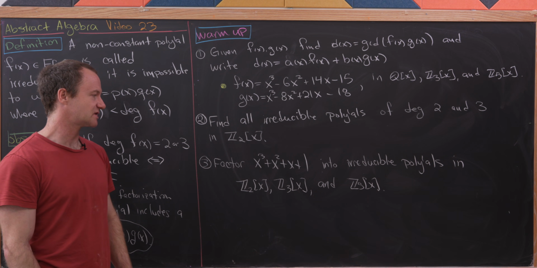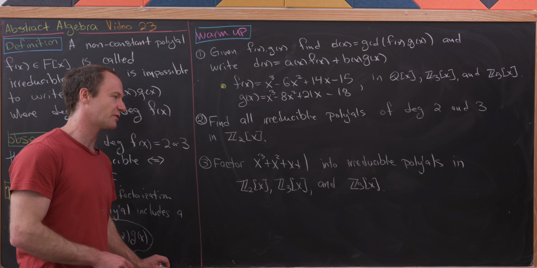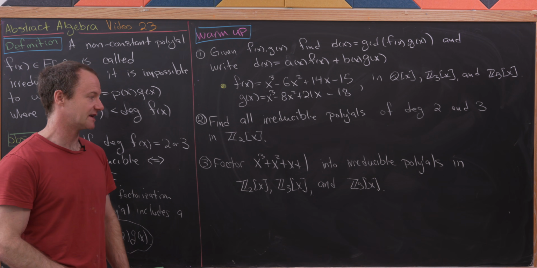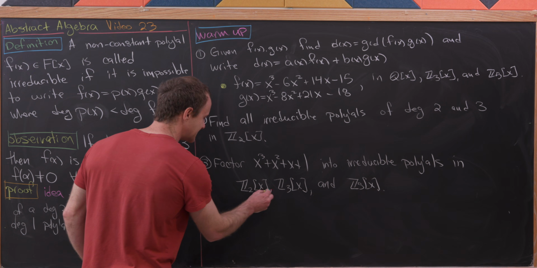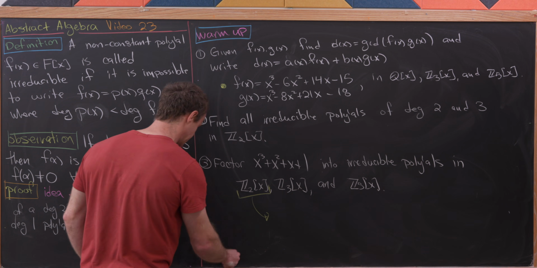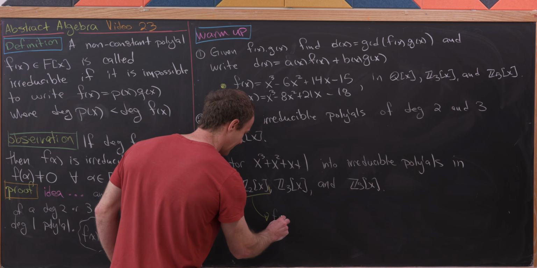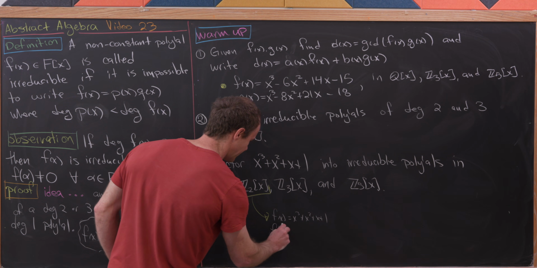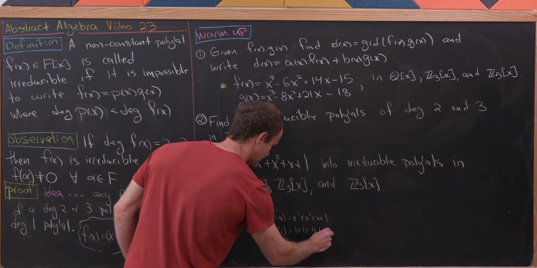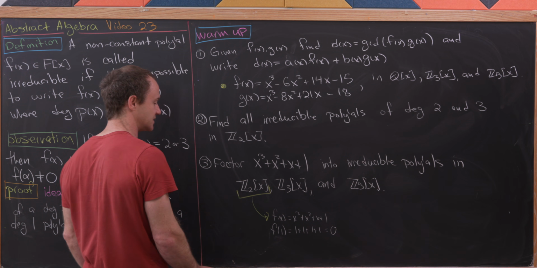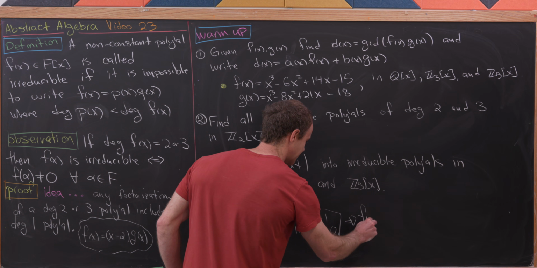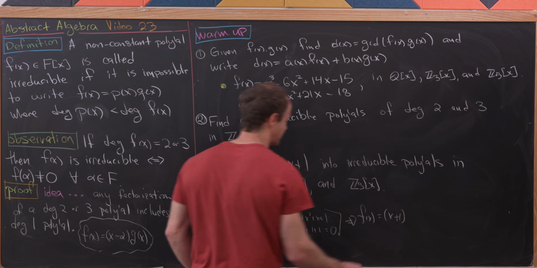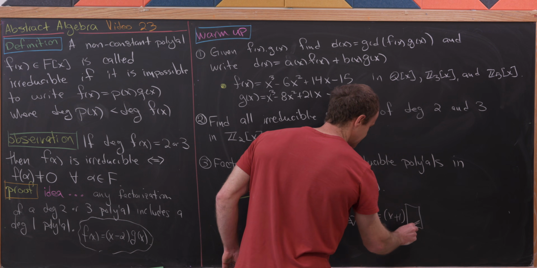Next up, let's factor x cubed plus x squared plus x plus 1 into irreducible polynomials in 3 settings: Z2 adjoin x, Z3 adjoin x, and Z5 adjoin x. Let's see, to get you started, I'll give a hint of what goes on here. So if we maybe set f of x equal to x cubed plus x squared plus x plus 1, let's notice that f evaluated at 1 is 1 plus 1 plus 1 plus 1, which is 4, which is 0 inside of Z2. But that in turn tells us that f of x should be able to be written as x minus 1, which is really the same thing as x plus 1 in Z2, times something else.